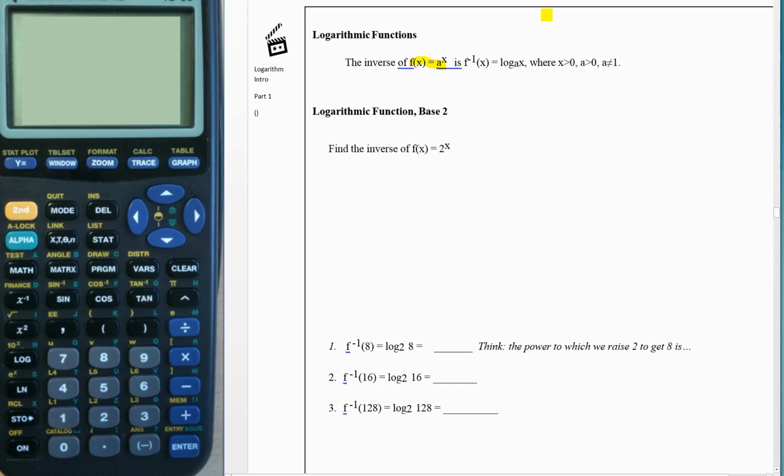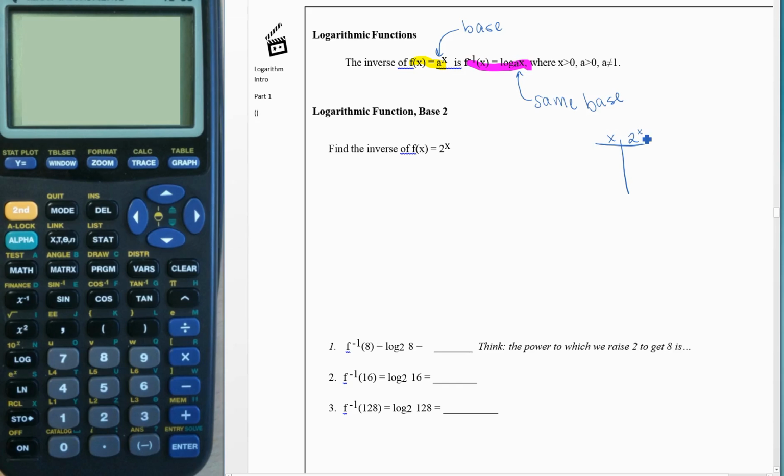And remember, an inverse is something that undoes it. Well, our logarithmic functions, we'll call this log base a of x. So we had a base for our exponential functions, and that will be the same base on its inverse. Okay, so let's talk about what it means with a concrete example. So this says find the inverse of 2 to the x. Well, before we even do that, let's just look at what 2 to the x does.